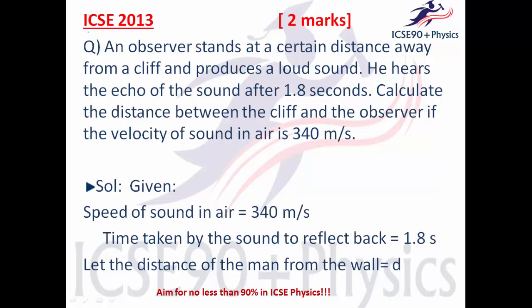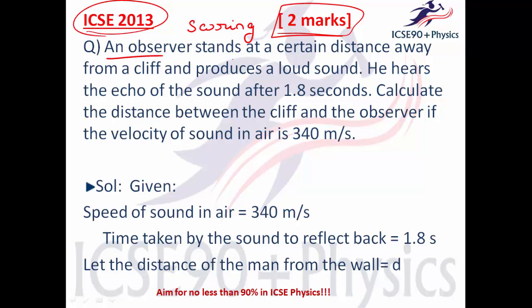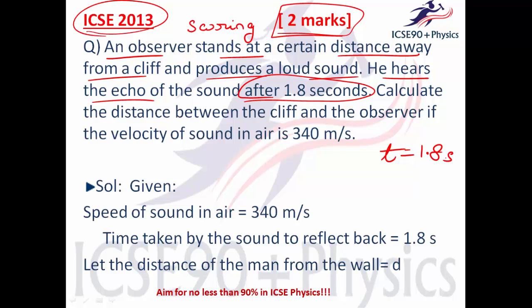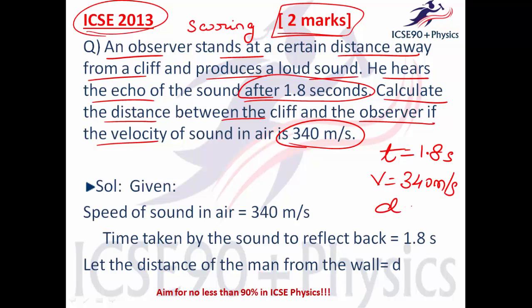Now we have a question on ICSE 2013 based on this forward 2 marks. Remember, this is a very scoring question. It is exactly similar to the example that we've seen. It says an observer stands at a certain distance away from a cliff and produces a loud sound. He hears the echo of the sound after 1.8 seconds. So time t is equal to 1.8 seconds, and we are asked to calculate the distance between the cliff and the observer if the velocity of sound in air is given to be 340 meters per second.